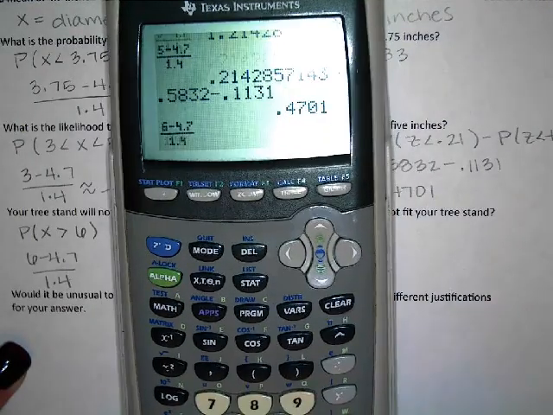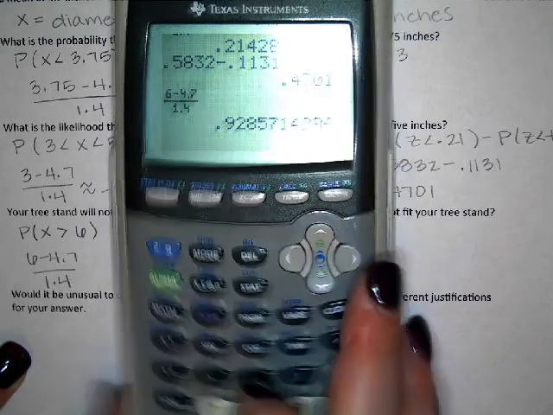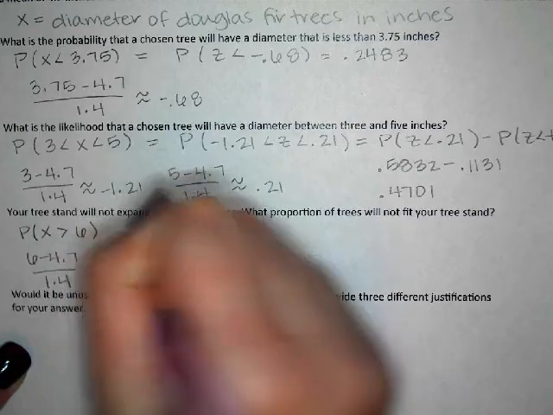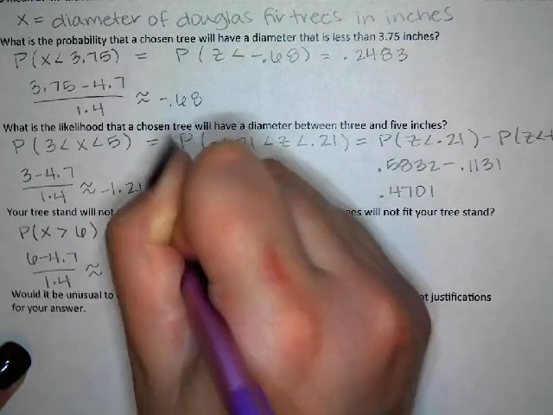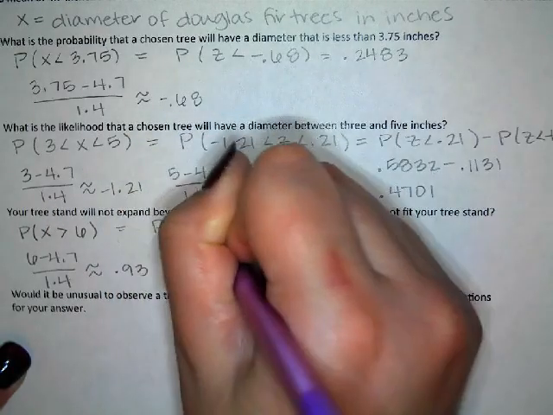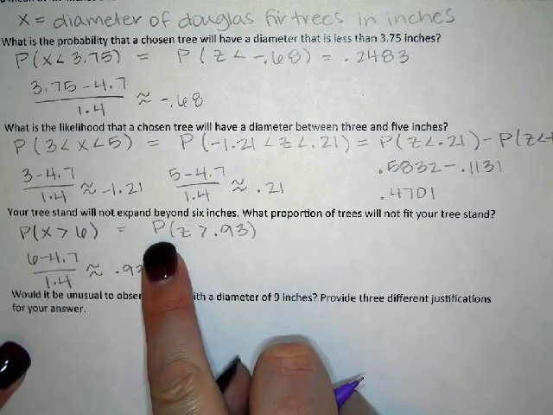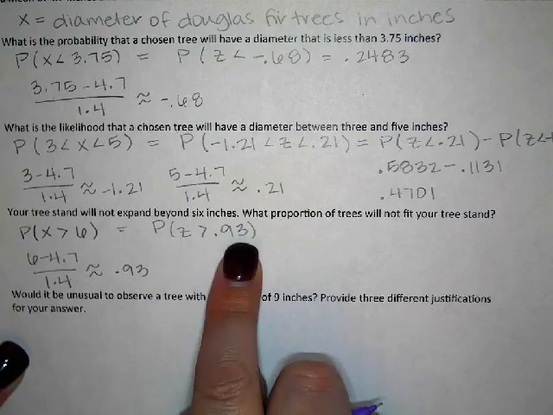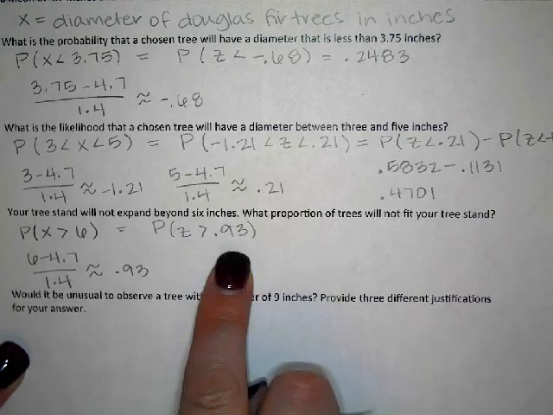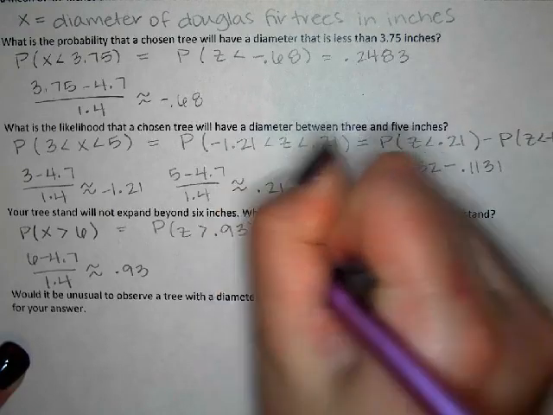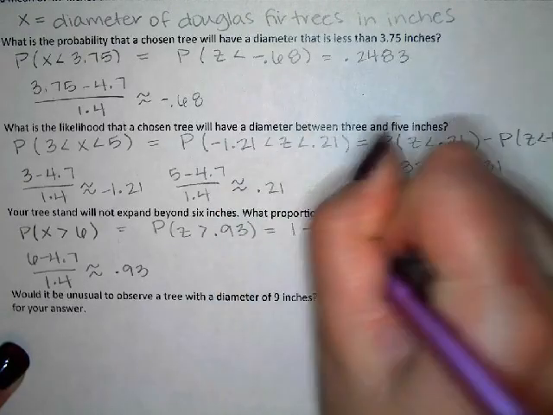0.93. So that's the probability that z is greater than 0.93. And this is asking us to find the area to the right of 0.93, and that's not how the table works. The table finds the area to the left. And so I'm going to have to write the complement, 1 minus the probability that z is less than 0.93.